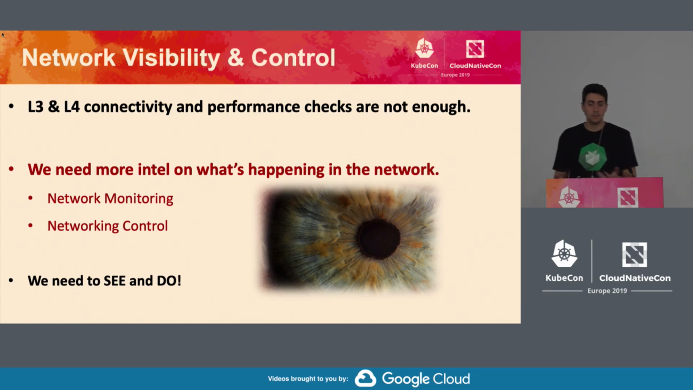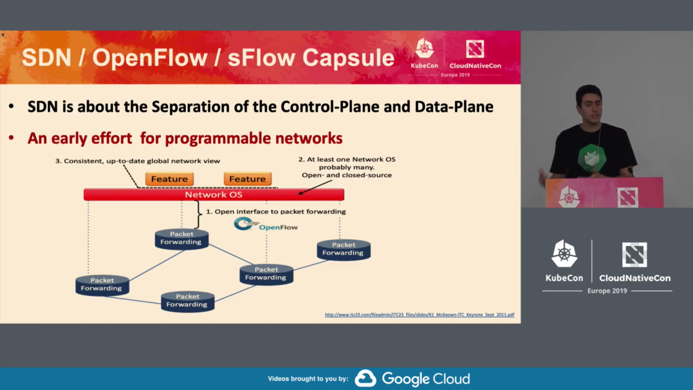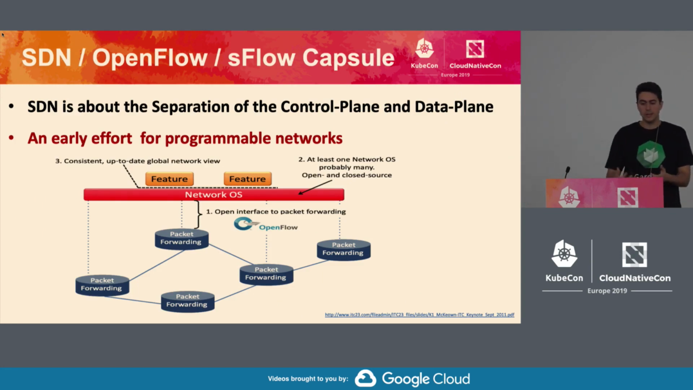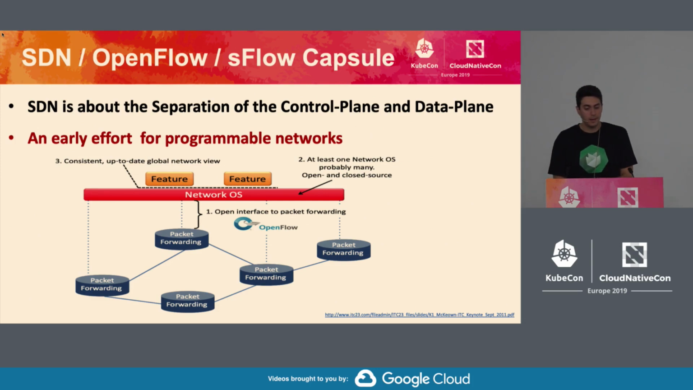So that was fine for just the basic testing, right? This is the first line of defense. Layer 4, layer 3 connectivity checks, fine. But what if I need more details of the network? I want to monitor my network, and I also want to be able to control my network. So basically, I want to see what's happening and take actions, right? Enter SDN. So SDN, OpenFlow, and SFlow, right?